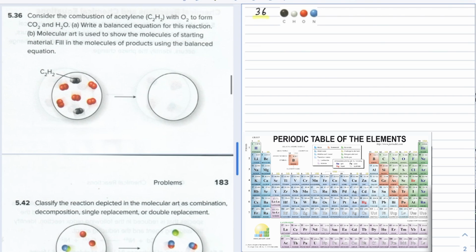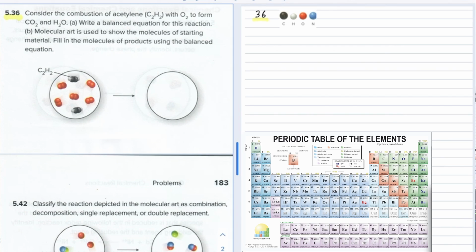Problem number 36. Consider the combustion of acetylene, C2H2, with O2 to form CO2 and H2O. So we're told what the chemicals are that are reacting and which ones are formed. And you're asked to write a balanced equation for this reaction. Molecular art is used to show the molecules of starting material. Fill in the molecules of the products using the balanced equation.